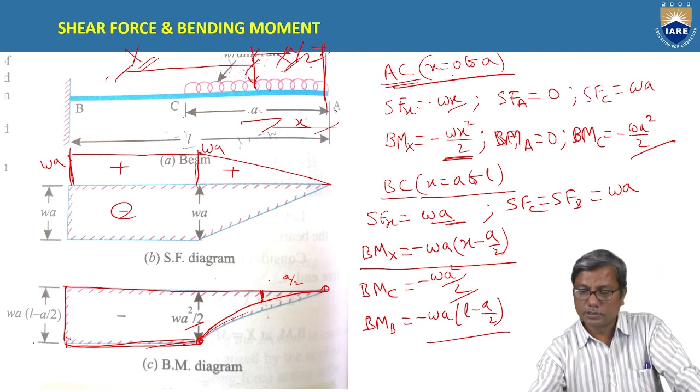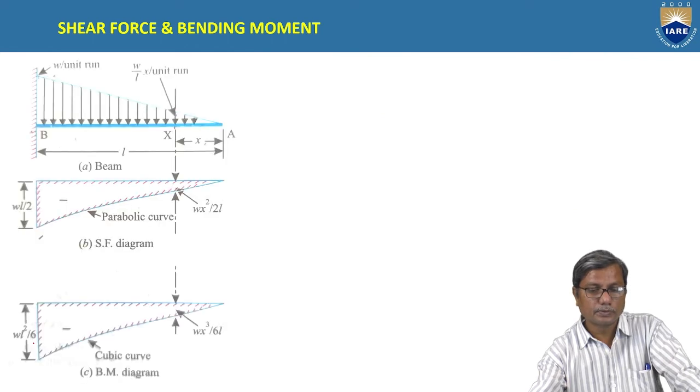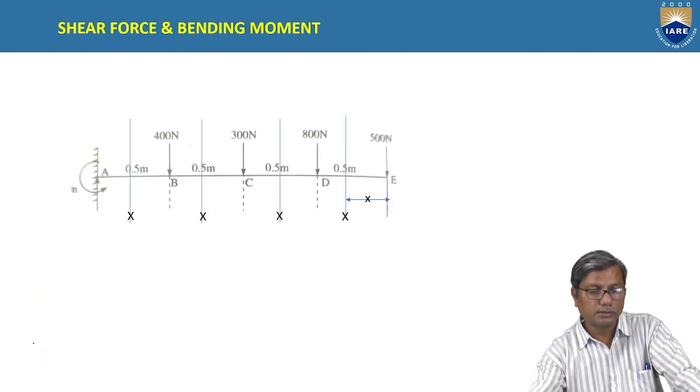These are all simple cases. This is uniformly varying load. We will see this later.